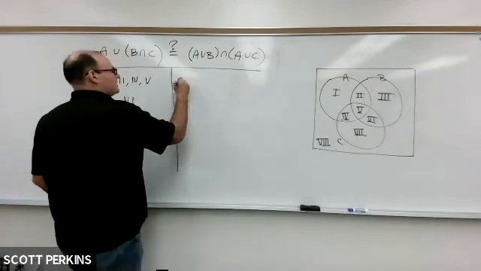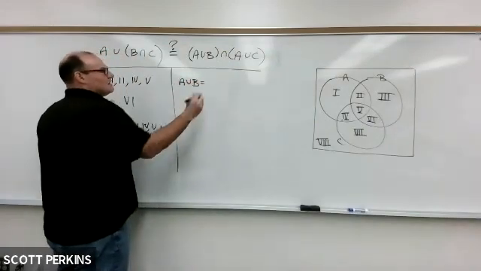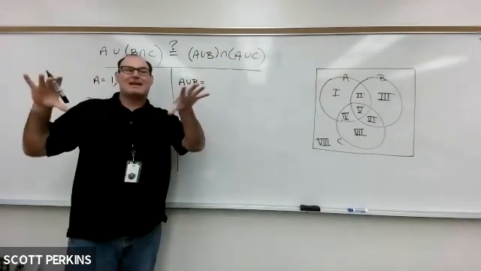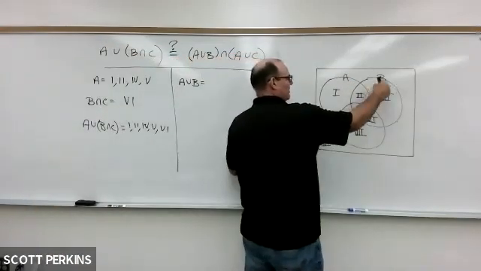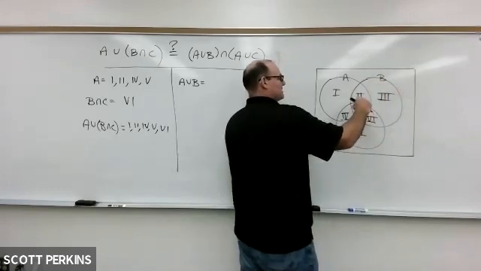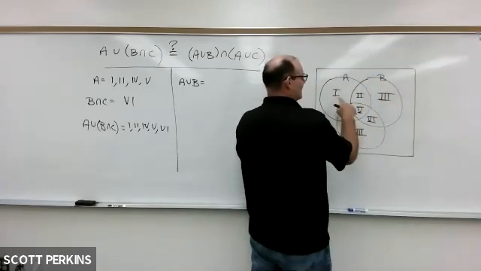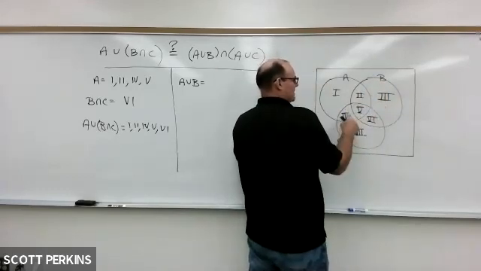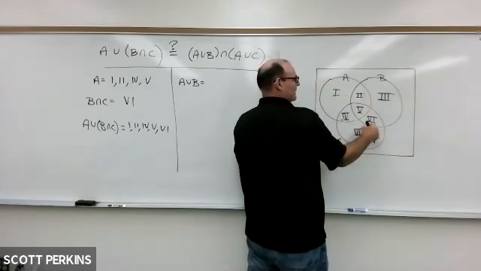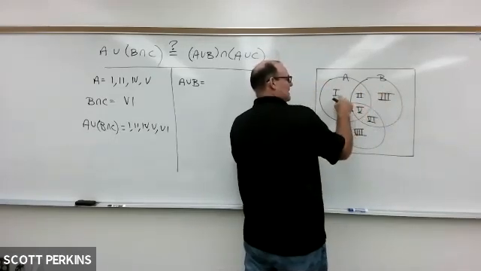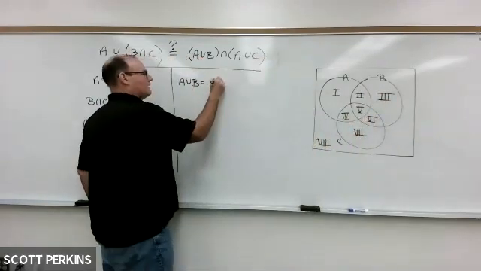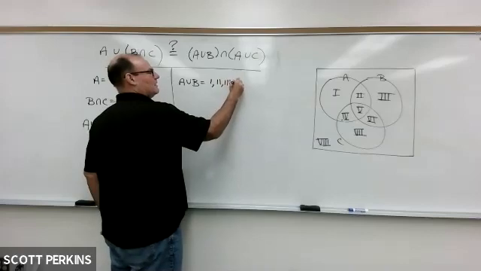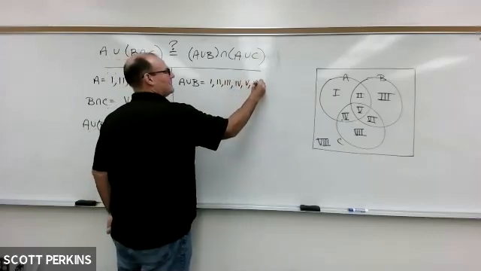So here's what I'm going to do now. A union B is everything in A and everything in B. So when I come over here, here's circle A, here's circle B. That's a lot of puzzle pieces. Everything in A and everything in B is 1, 2, and 3, and then 4, 5, and 6. So everything in A, everything in B is 1, 2, 3, 4, 5, 6. So I'm going to write that down.